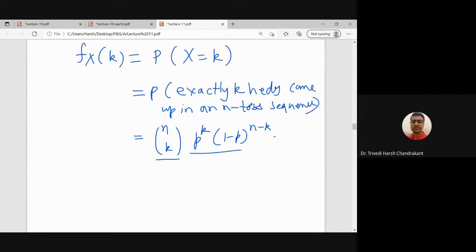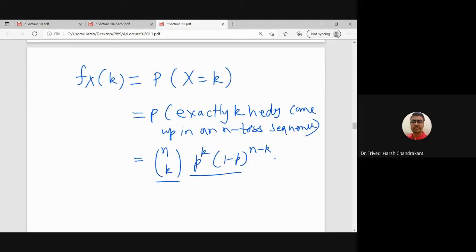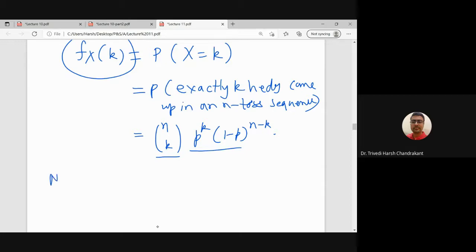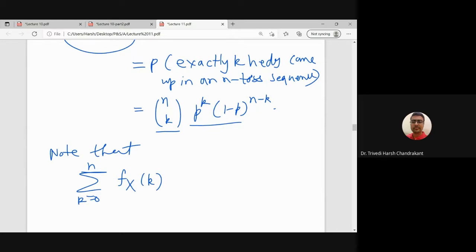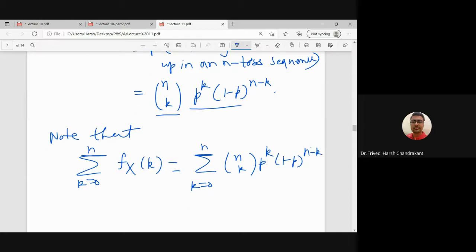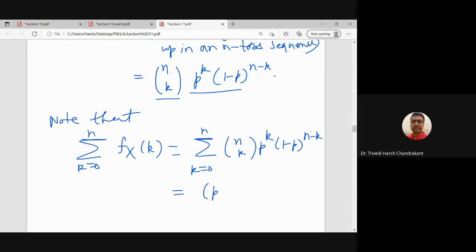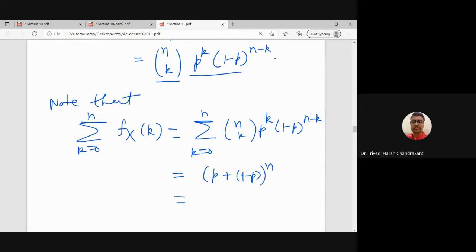Okay, the only thing we can verify here is that we know that if we have a probability mass function, it adds up to 1. So note that we have the summation over k = 0 to n of f_X(k). It is anyway 1, but let us verify this for this variable. That will be essentially the sum over k = 0 to n of nCk p^k (1 − p)^(n−k). This is exactly the binomial expansion of (p + 1 − p)^n, right? And we know that p + 1 − p is 1, so this is 1^n, which is 1.